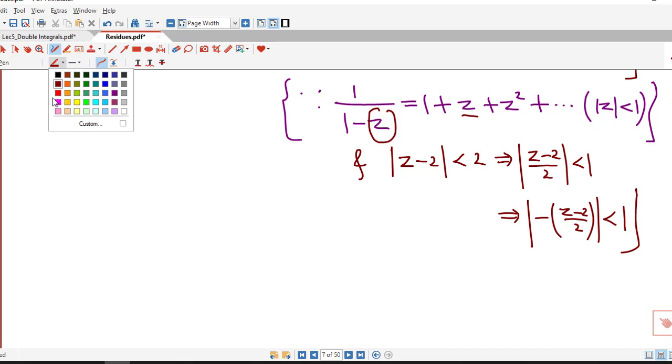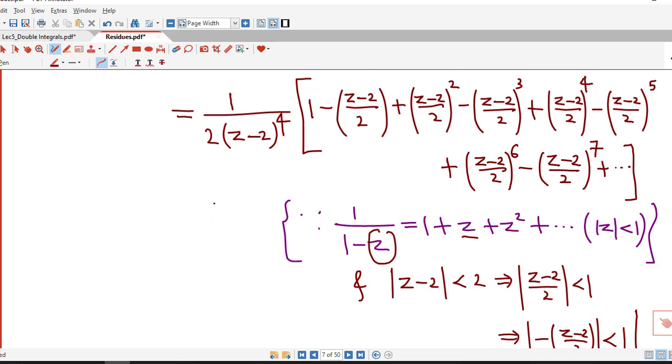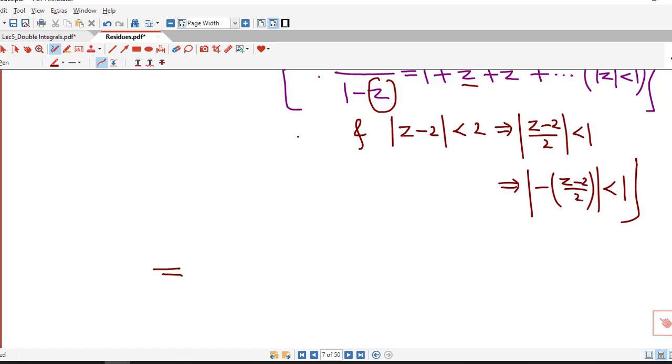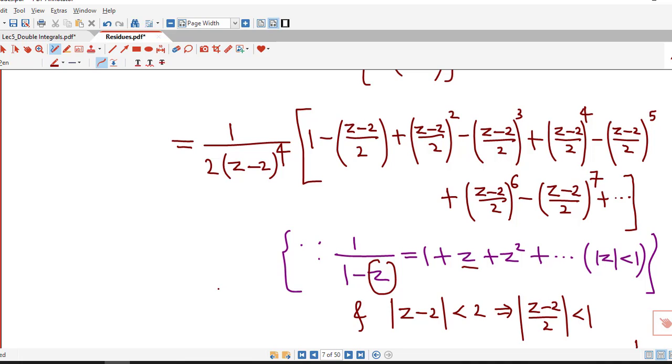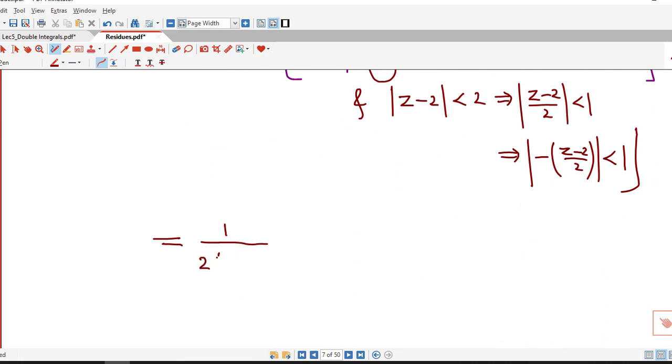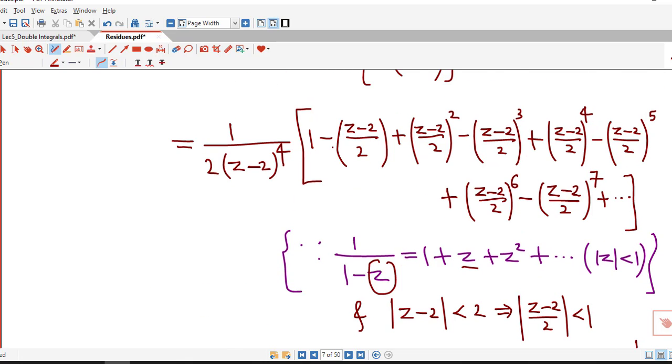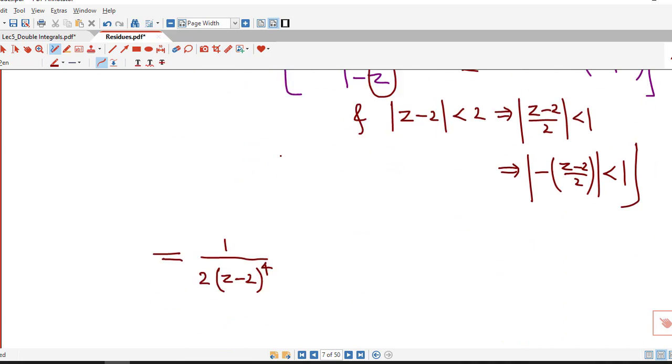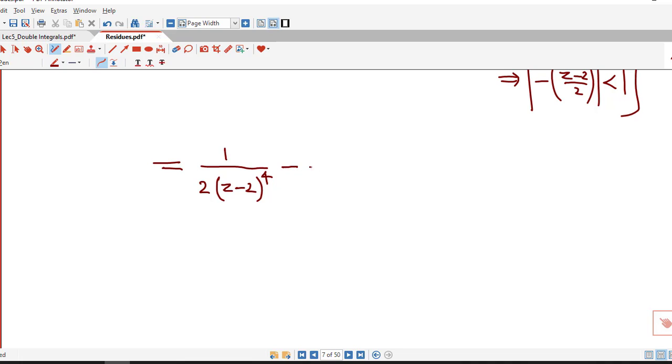So now we multiply each term with this (z - 2) raised to 4 and 1 by 2. So the first term is 1 over 2 into (z - 2) raised to 4, and here one (z - 2) will cancel out, and this 2 into 2 is 4, so we have minus 1 over (z - 2) raised to 3, and into 1 by 4, that is 1 by 4 times (z - 2) raised to 3.